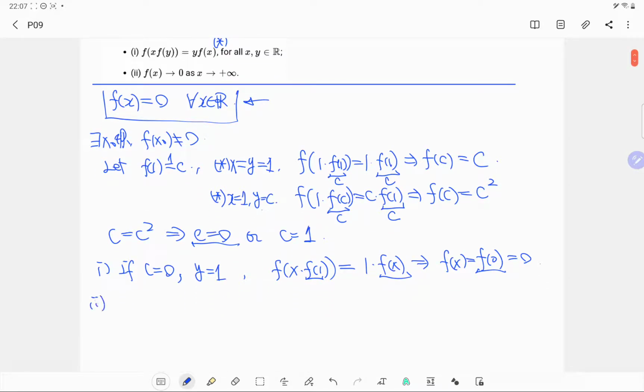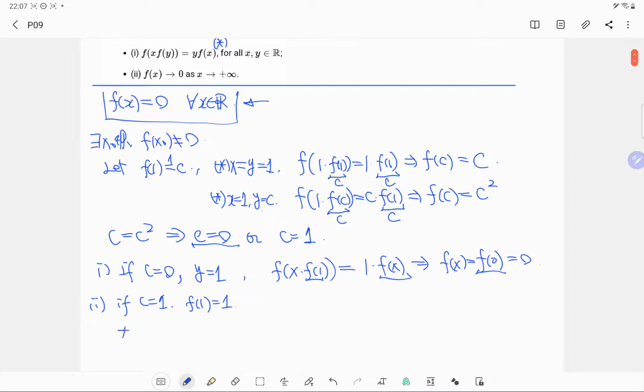The next case is if c is 1, which means f(1) equals 1. In this case, in the original equation, we can substitute x to be 1. So we will have f(1 times f(y)) equals y times f(1), which means that f(y) equals y.